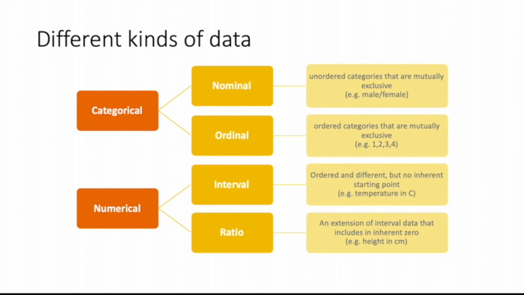Ordinal data is categories that again are mutually exclusive, but this time they are ordered. So first place, second place, third place, for example. Numerical data instead can be divided into interval and ratio. So an interval data set suggests that the data can be ordered, and you can identify differences between the data points, but there is no inherent starting point. So that is, for example, temperature when we measure it in Celsius.